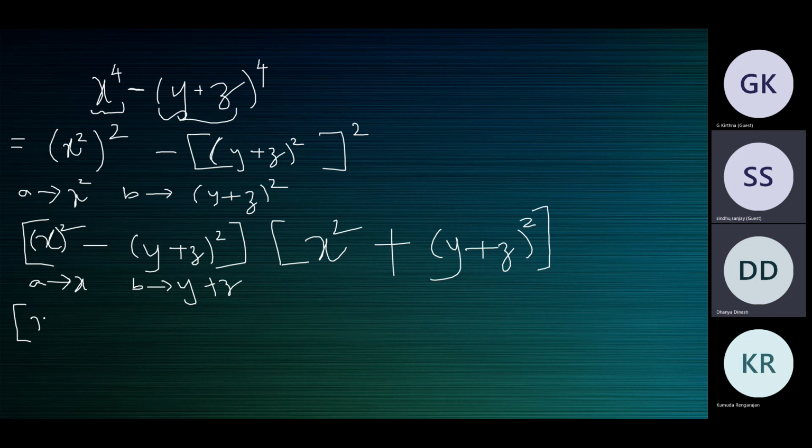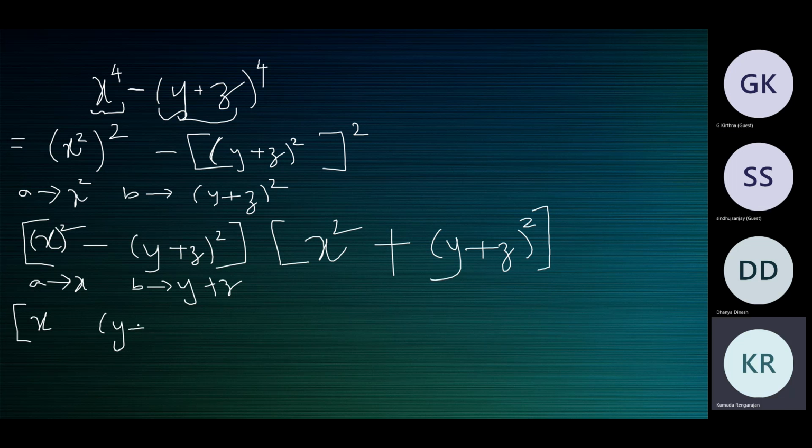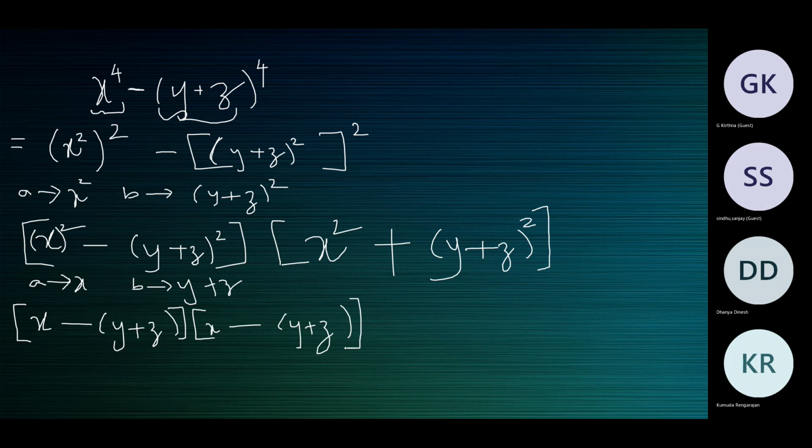X minus y plus y plus z into x plus y plus z. Correct. This is A, this is B, connected by a minus sign, into A plus B. This is A, this is B, connected by a plus sign, sorry. We wrote minus earlier, so plus sign. And then the second bracket as it is.